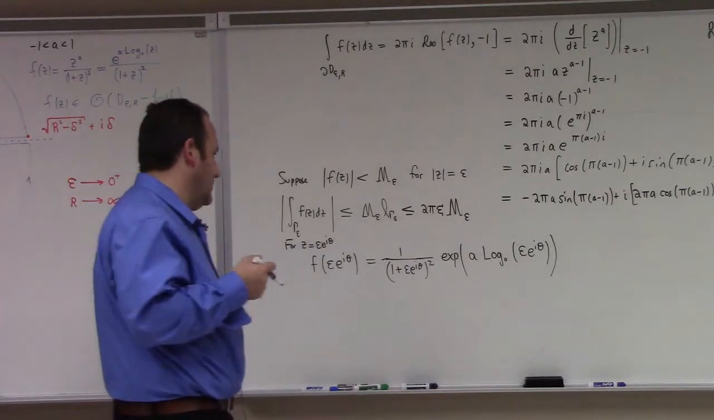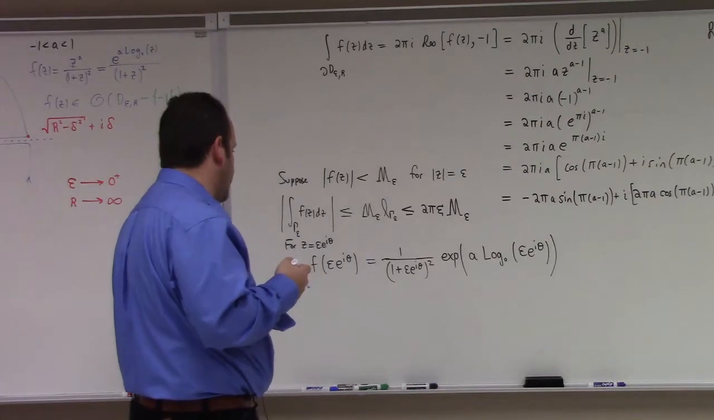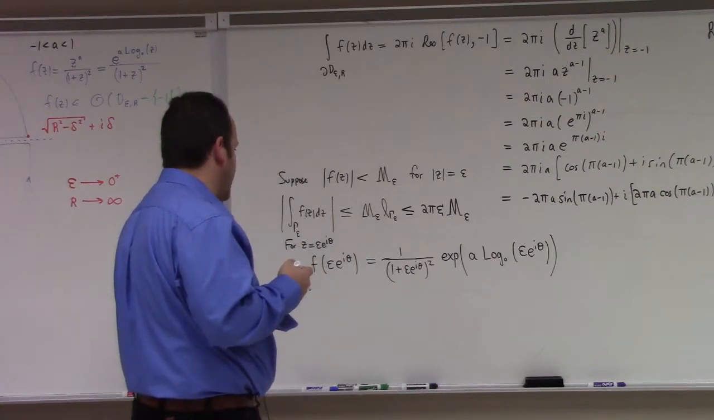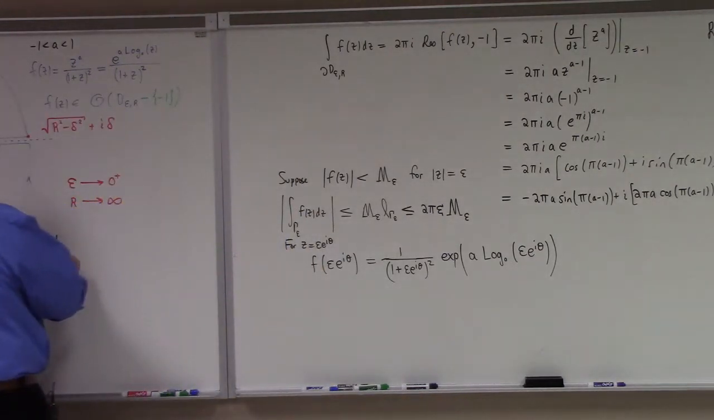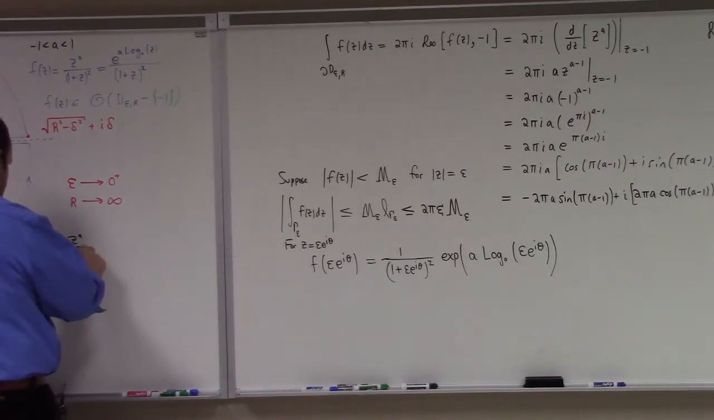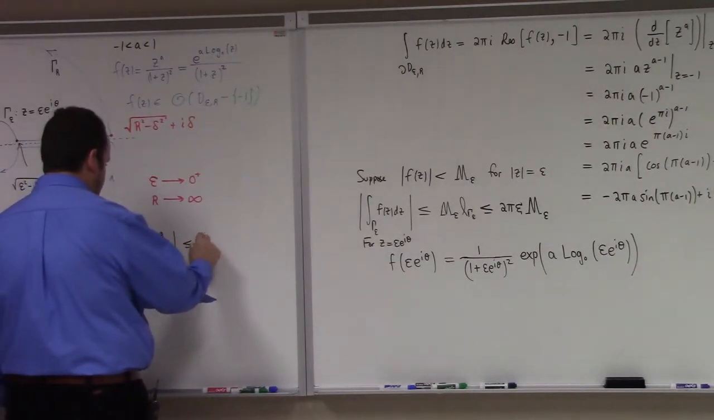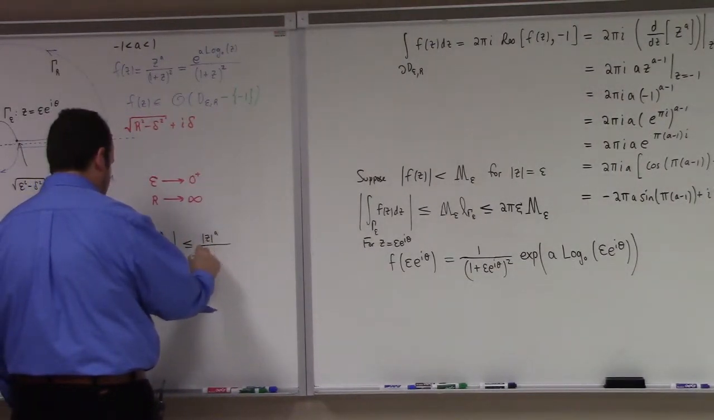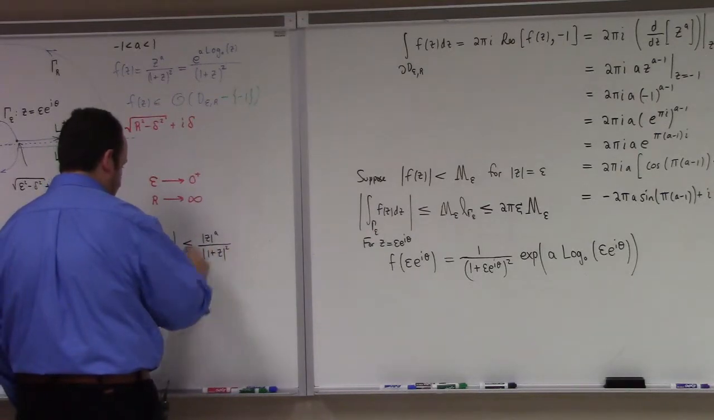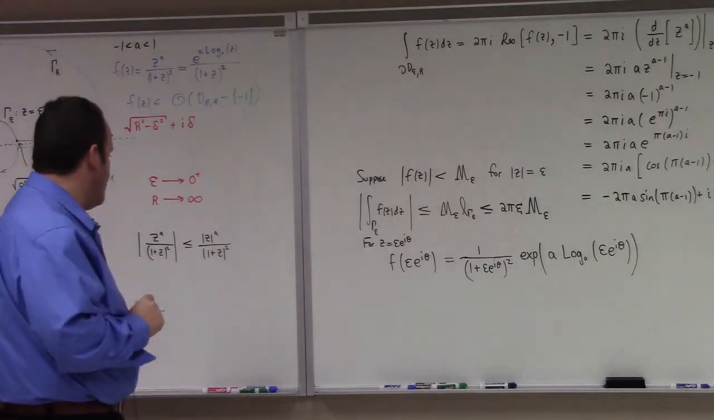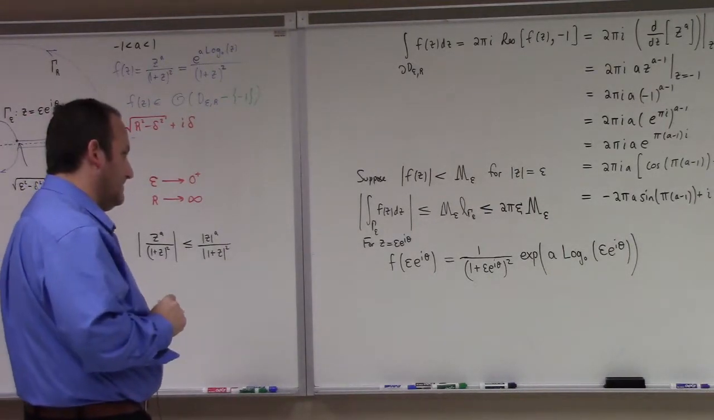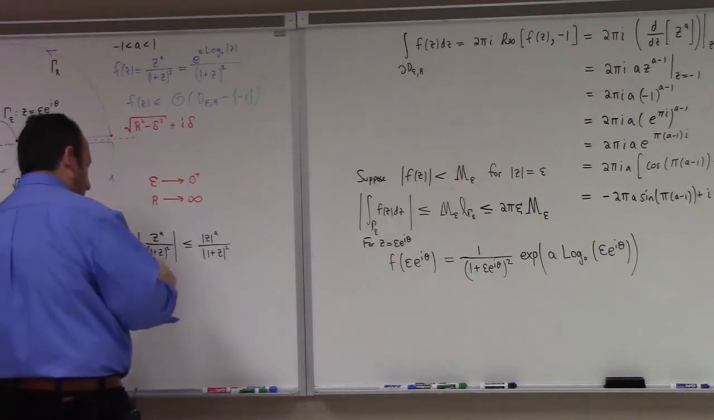Let's see here. I have not gone into this level of detail in the notes. I basically just make a claim here. My claim in the notes is that the modulus of z to the a over 1 plus z quantity squared is less than or equal to the modulus of z to the a over 1 plus z modulus squared. When I did this, I first went to the side and showed the modulus of z to the a is equal to the modulus of z to the a, and then dealt with the denominator. So that's something we can prove.